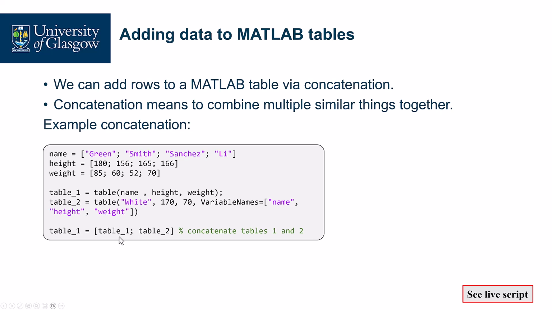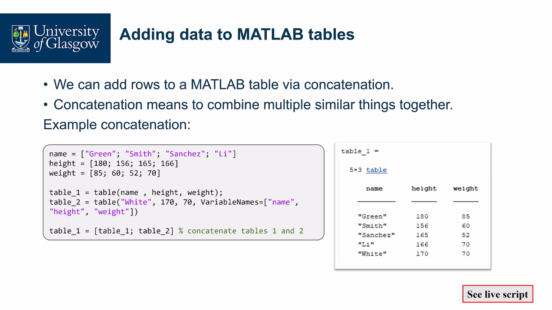So we use a semicolon. We can say it's like this: the name, height, weight, all 3 columns. This is the first table. This is the second table. This one has 4 rows. This one has 1 row. So by the semicolon, we add rows to the table.